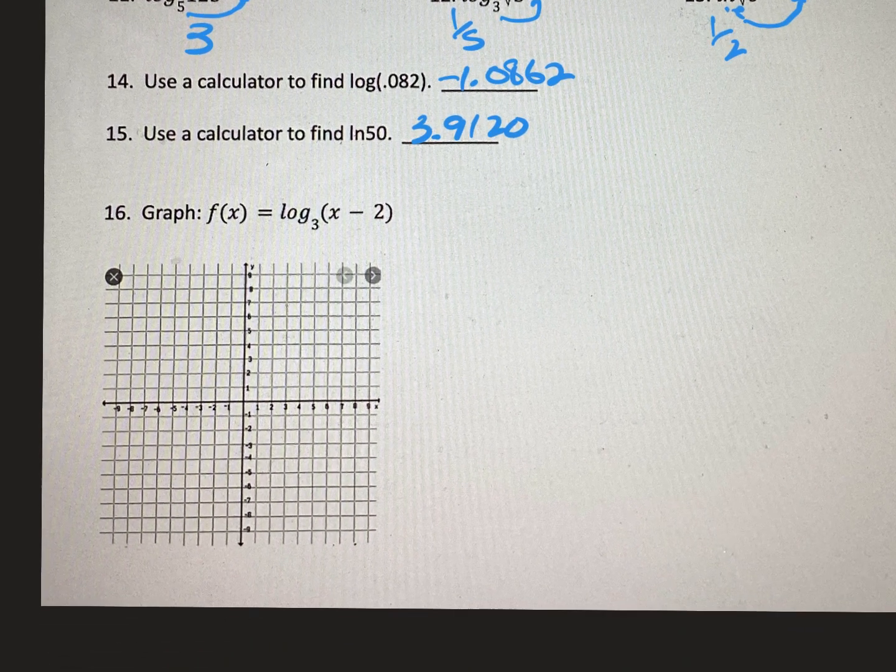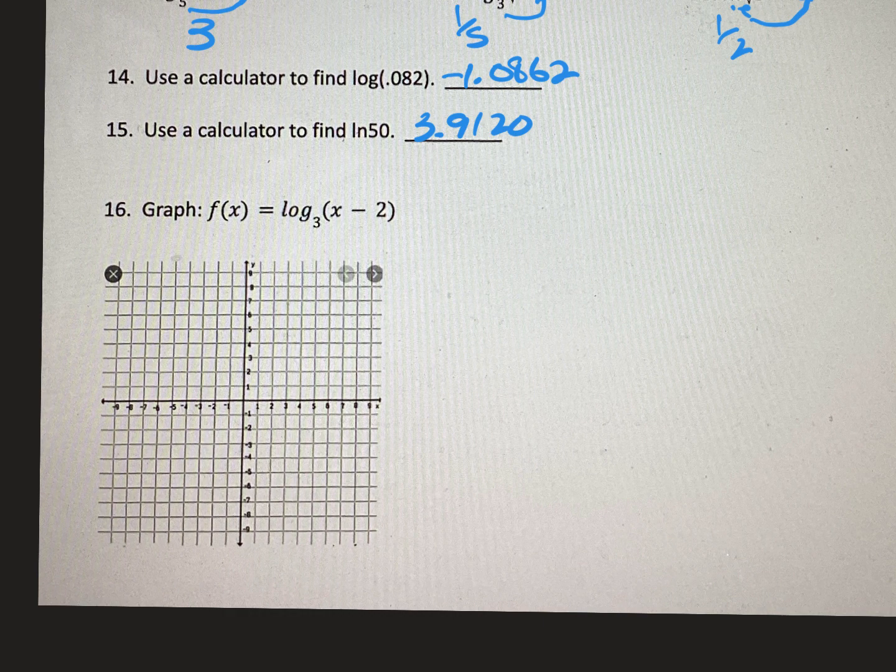16, graph the log. And this is the last problem. So remember, log is the inverse of an exponent. Usually I would draw my asymptote on the y-axis. The -2 shifts everything to the right. So I'm going to go 2 to the right. There's the asymptote. First point's always 1 away from it.